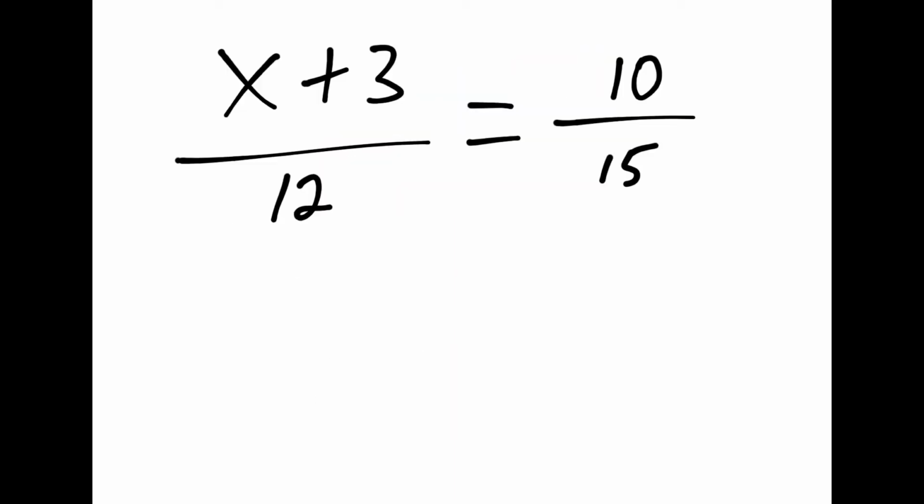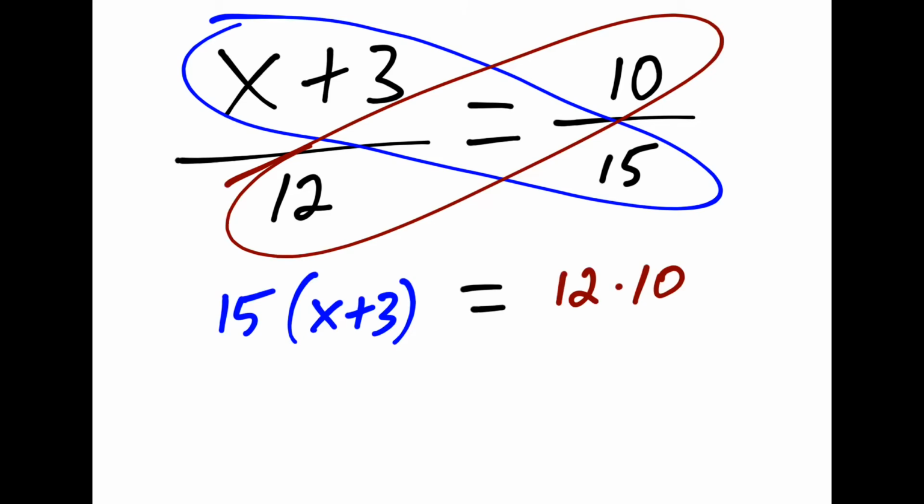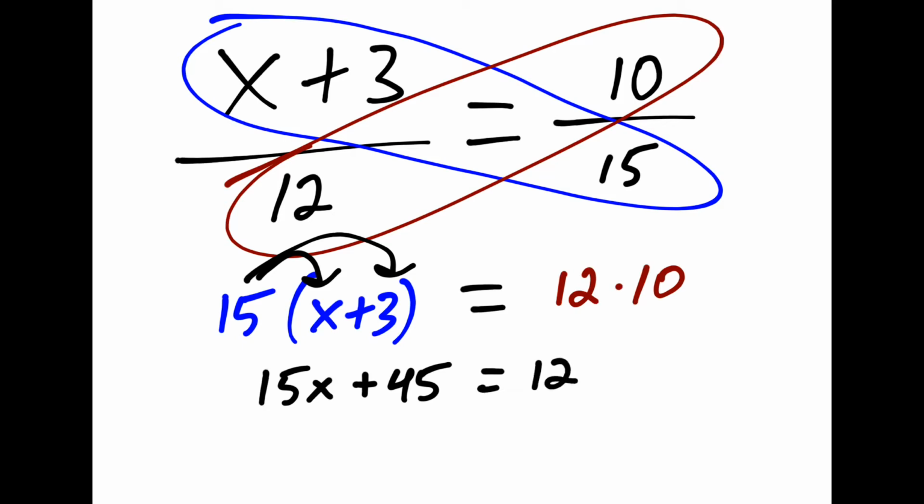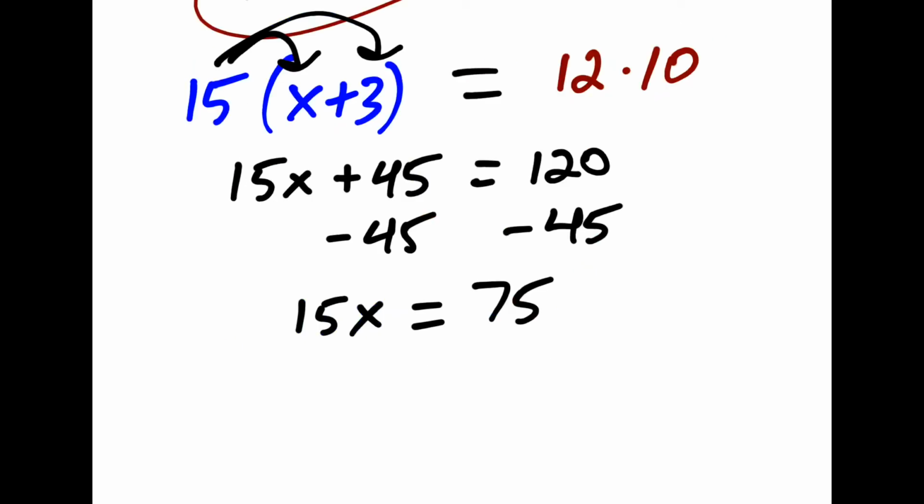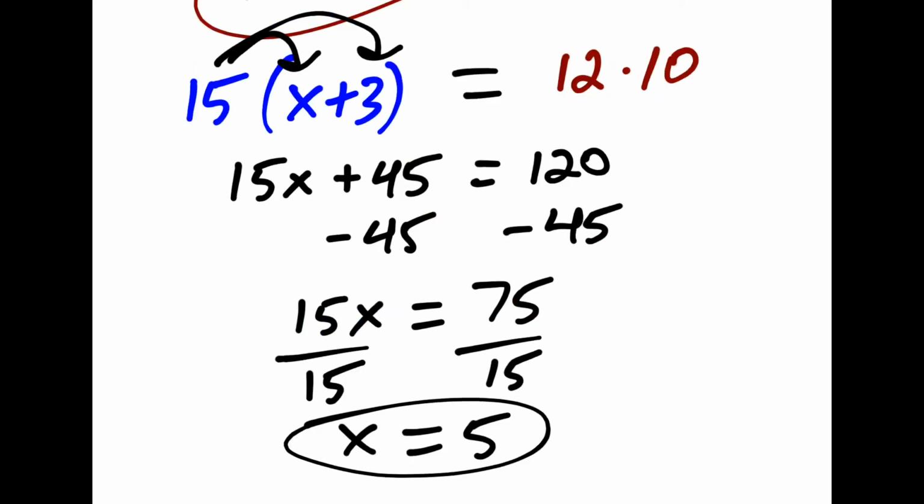To throw one extra curveball at you, what about if we have a quantity x plus 3? Well, we can still do the same cross multiplication, but we keep that x plus 3 inside parentheses. That way we can just distribute the 15 by multiplying: 15x plus 45 is equal to 120. We subtract 45 from both sides, divide by 15, and we get that x is equal to 5.